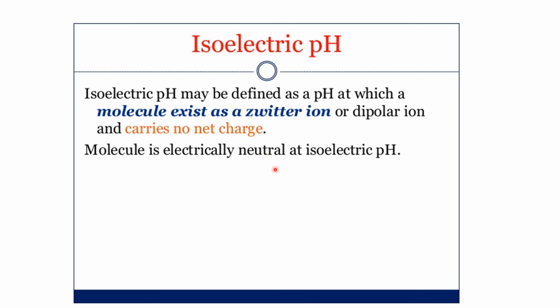Amino acids are electrically neutral at isoelectric pH. It is the pH at which the molecule exists as a zwitterionic or dipolar form. Di means two, polar means they have both positive and negative charged species. So they are called zwitterionic form, in which they are neutral at the isoelectric pH, because they have positive as well as negative charge on them.